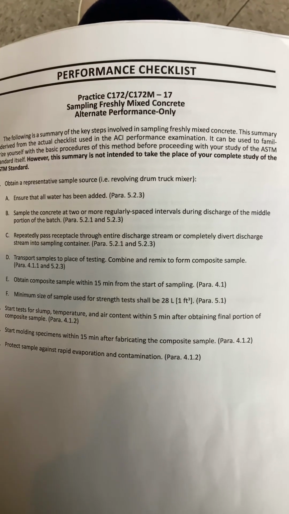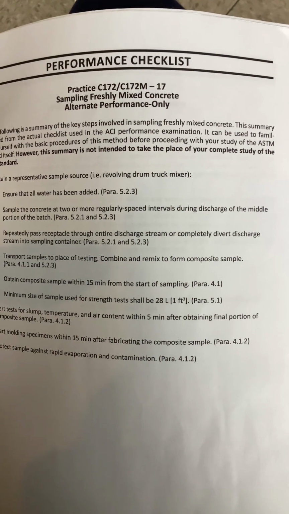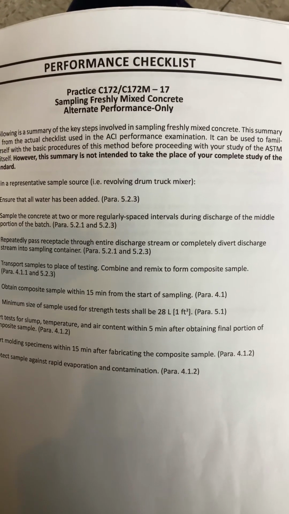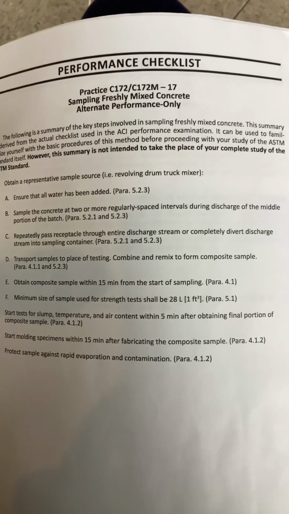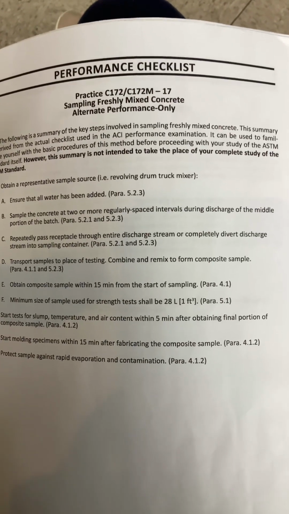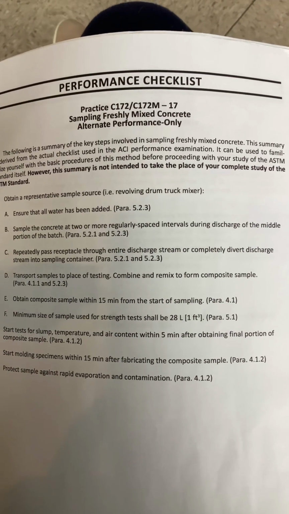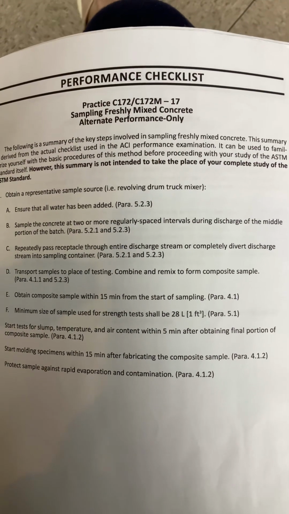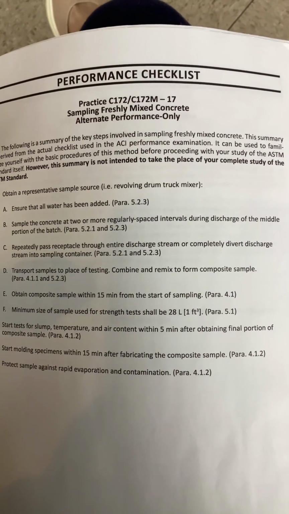Obtain the composite sample within 15 minutes from the start of the sampling. Minimum size of sample used for the strength test shall be 28 liters, or 1 cubic foot. Start tests for slump and air content within 5 minutes after obtaining the final portions of the composite sample. Start molding specimens within 15 minutes after fabricating the composite sample. Protect the sample against rapid evaporation and contamination.